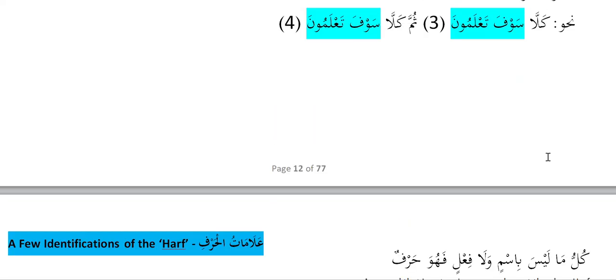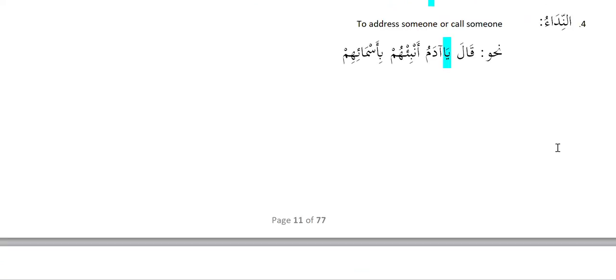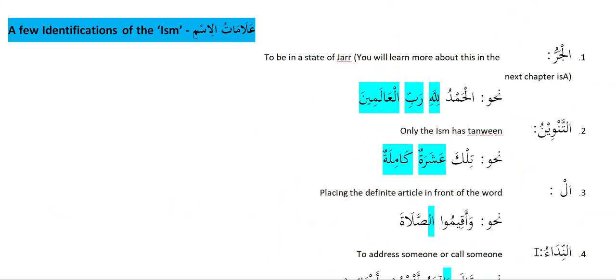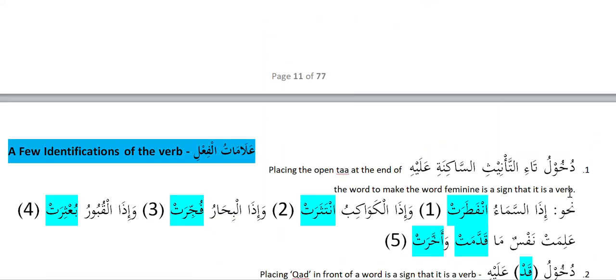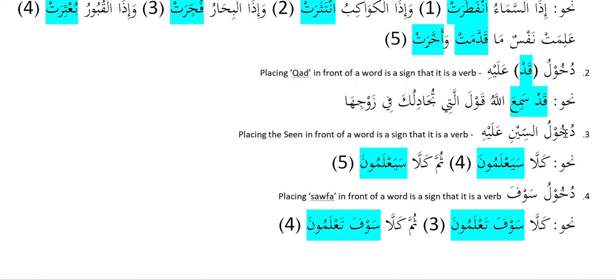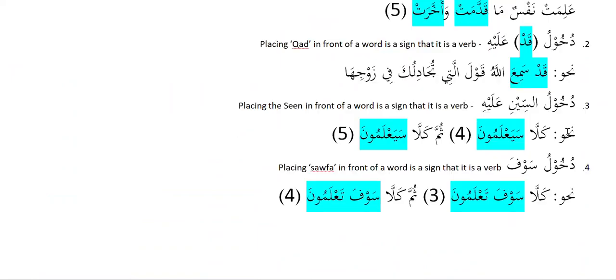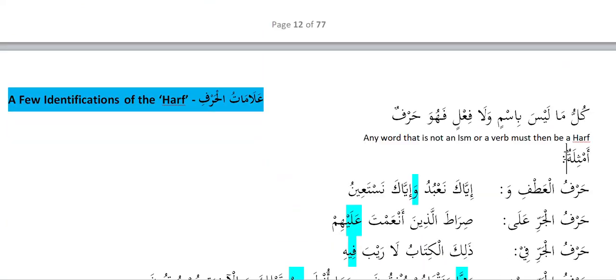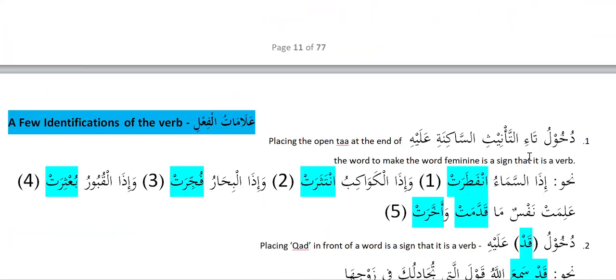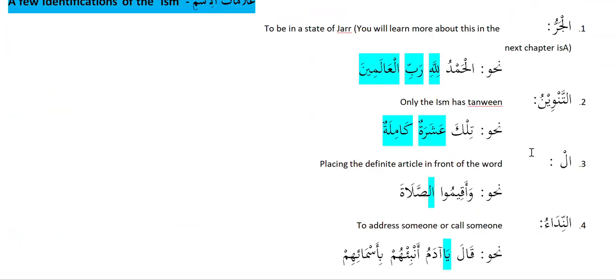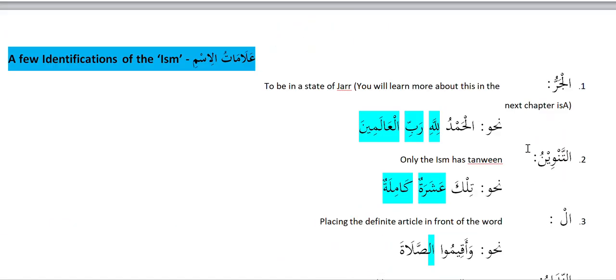So if you were to look at a sentence in Arabic, and you see any of these four identifications, you identify the word as ism. If you don't see those four, but you see any of these four, then you identify it as a verb. And if you don't see any of those eight, then you say it's harf. Are you following me? So let's take examples of this, alamatul ismi.